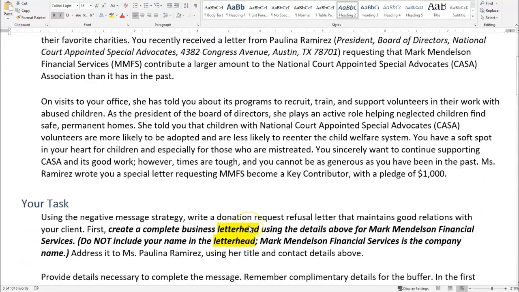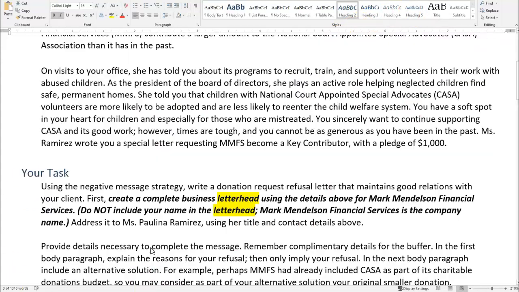So your task is to use the negative message strategy, or as I've been calling it, the indirect strategy, to write a donation refusal letter that maintains good relations with your client. The purpose of the indirect or the negative strategy is to tell the person no, imply no, right? But still maintain goodwill. So you want to create a letterhead using the details above. So you've got your letter details right here. Do not include your name again on the letterhead. Just Mark Mendelson Financial Services.